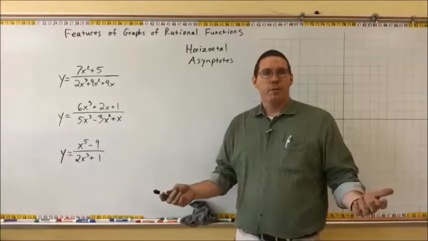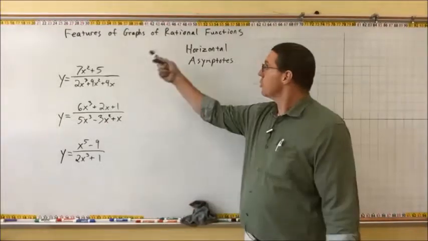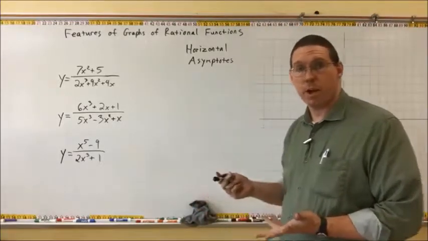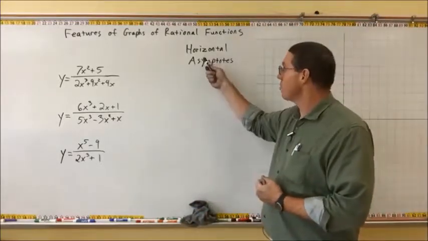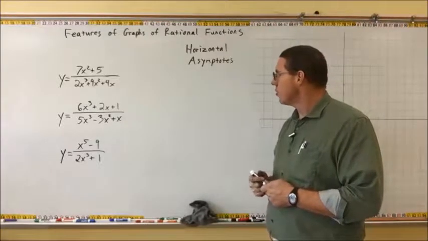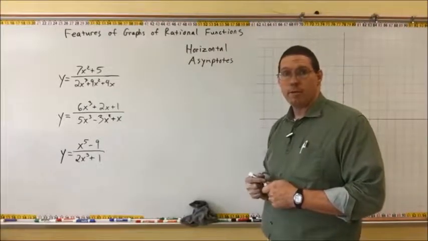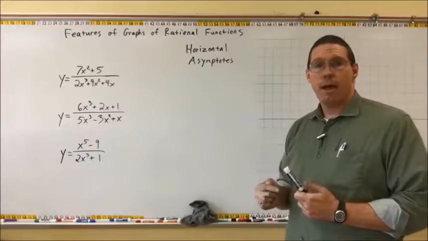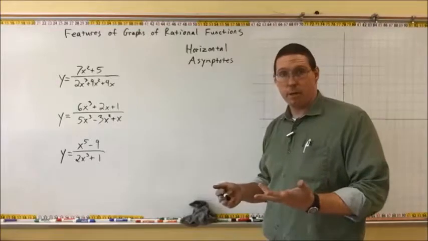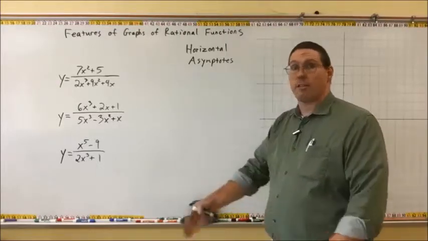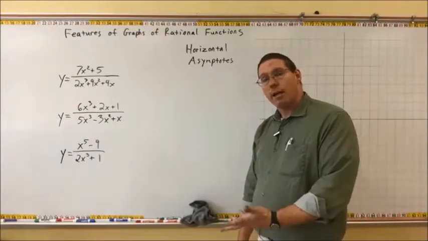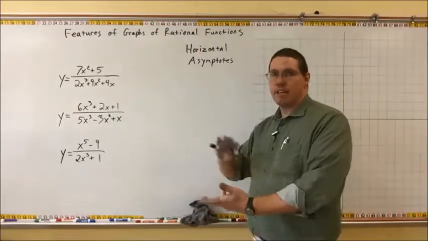We're now going to continue with our understanding of the features of graphs of rational functions. In this video, we're going to try to understand how to identify a horizontal asymptote. Now, a vertical asymptote is a place where, as we approach a particular x value, the y value gets larger and larger or smaller and smaller.